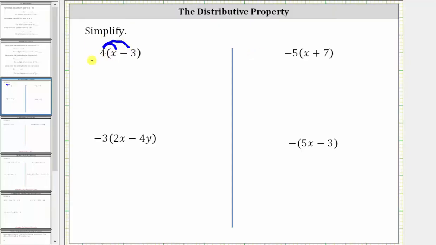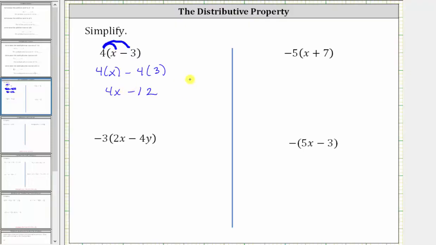So distributing, we have 4 times x, and then minus 4 times 3. 4 times x is 4x, 4 times 3 is 12. The expression simplifies to 4x minus 12.